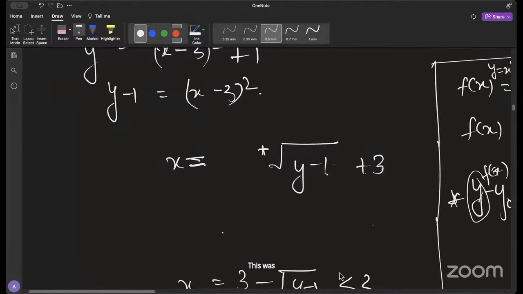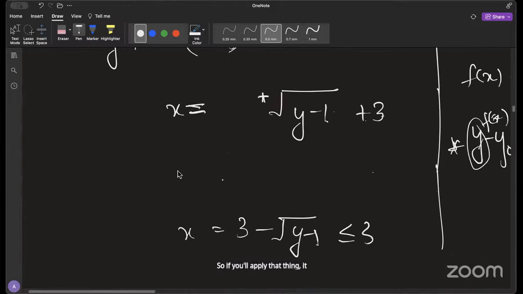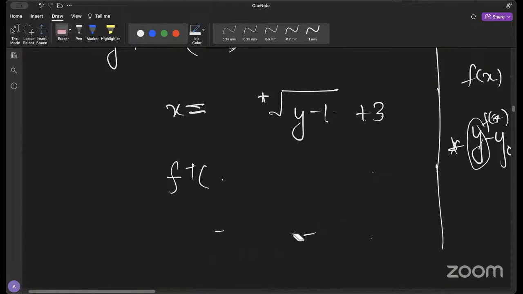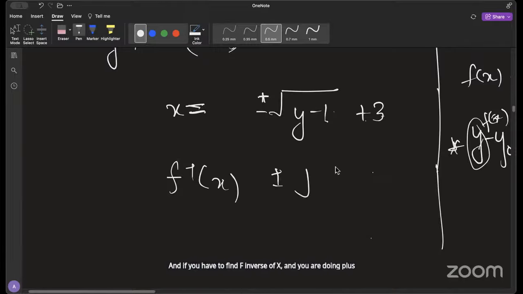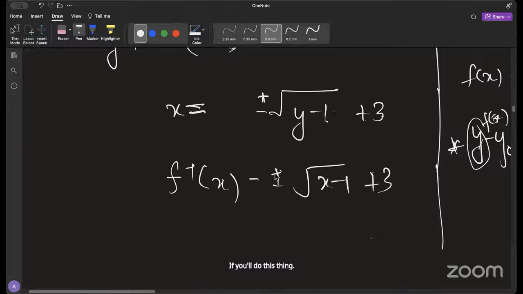This was for conceptual things. If you want a quick trick for it, the range of f should be the domain for f inverse and the domain should be the range. So if you apply that, if you're trying to find f inverse of x, and you have plus minus here and you're not sure what to take, plus or minus, if you do this thing, it goes the same.